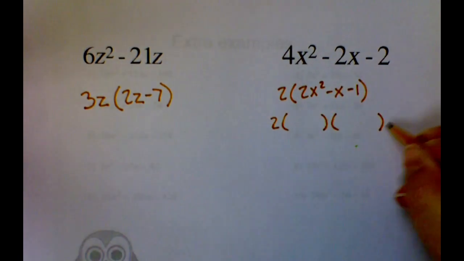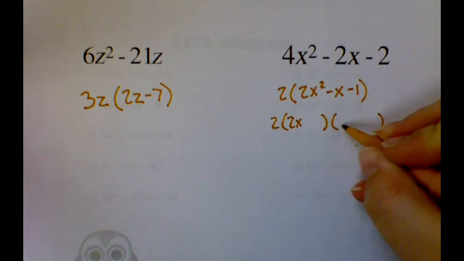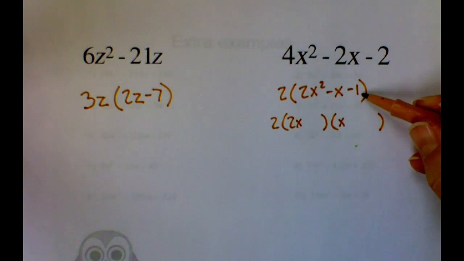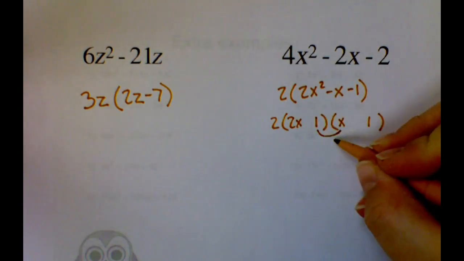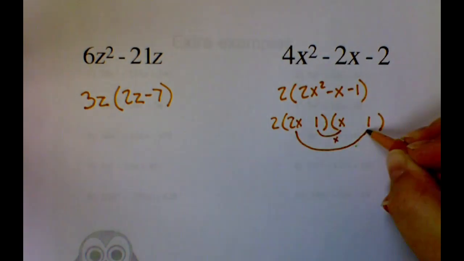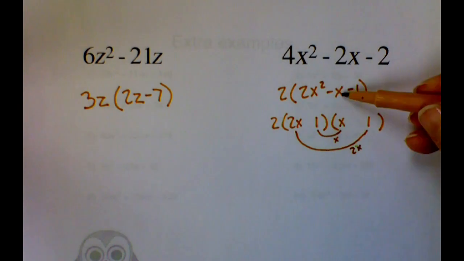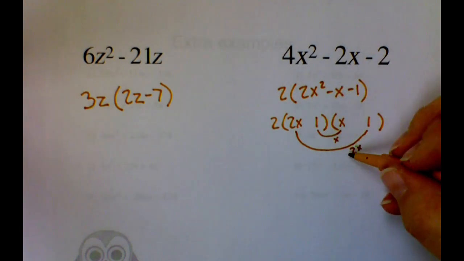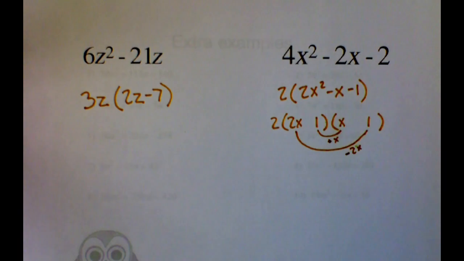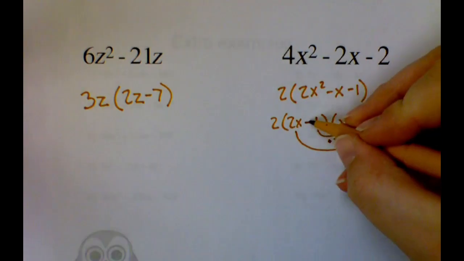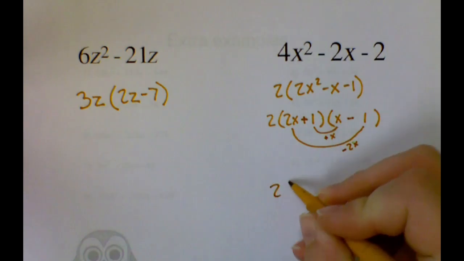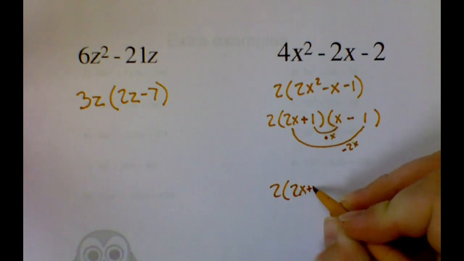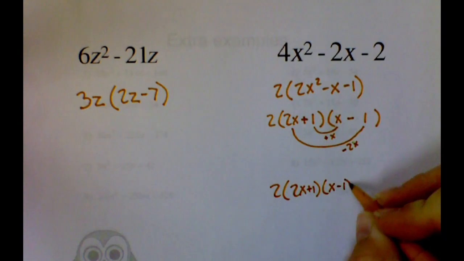The only way to break apart 2x squared is 2x and x. Lucky for me, the only way to multiply to 1 is 1 and 1. Check my inside, I get 1x. My outside, I get 2x. To make a minus x, I need my 2x to be negative, my 1x to be positive. So I put a plus with my 1, a minus with my other 1. So our answer is 2 times 2x plus 1 times x minus 1.